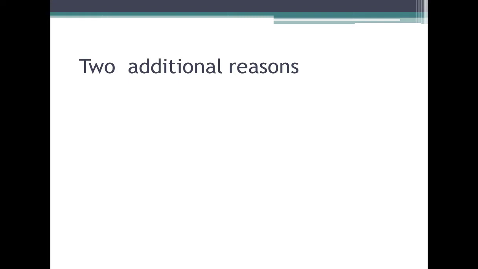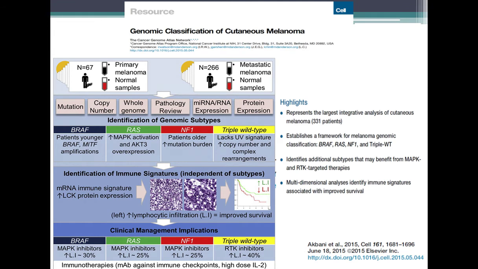Apart from the limitations of FISH, we felt melanoma had multiple other reasons, but at least these two to look at. One was the TCGA database, which gave out four new genomic subtypes of melanoma: the melanomas driven by BRAF, the ones driven by RAS, NF1, and triple wild type.